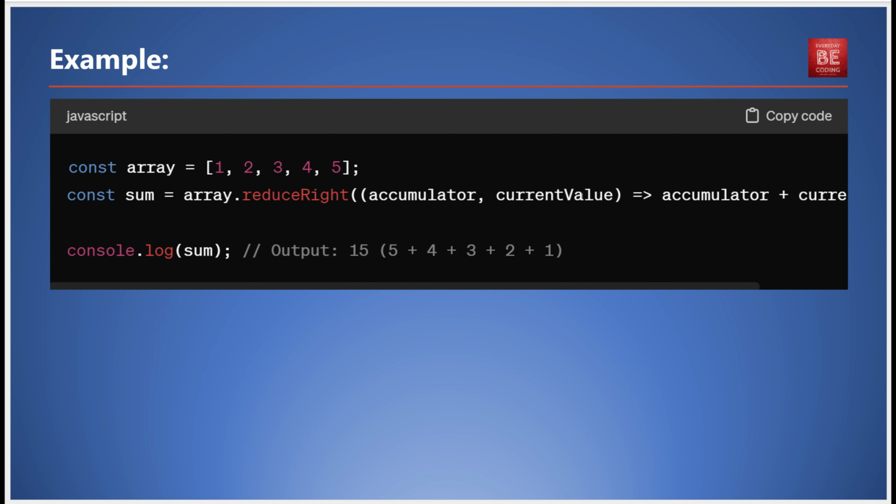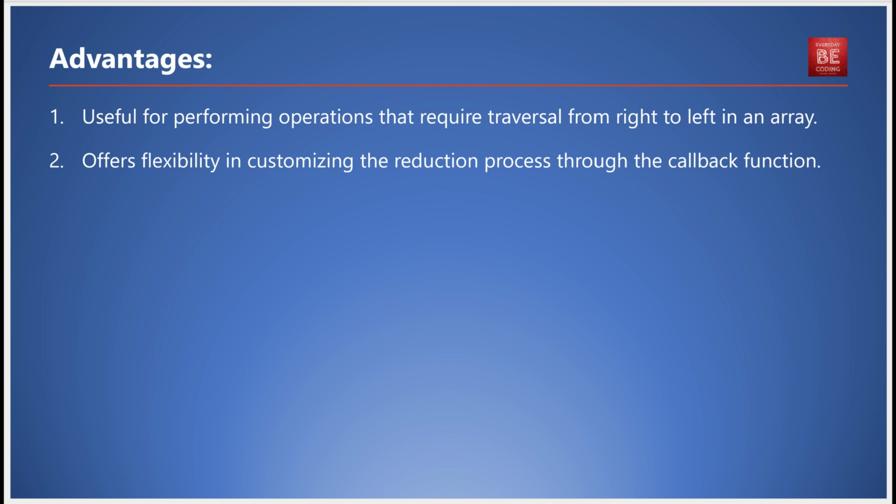Suppose we have an array of 5 elements: 1, 2, 3, 4, and 5. We want to find the sum of these elements. Using the reduceRight method, we define the callback function as the sum of the accumulator and the current value. When we log the sum, the output is 15, which is the sum of 5, 4, 3, 2, and 1. This method has its advantages.